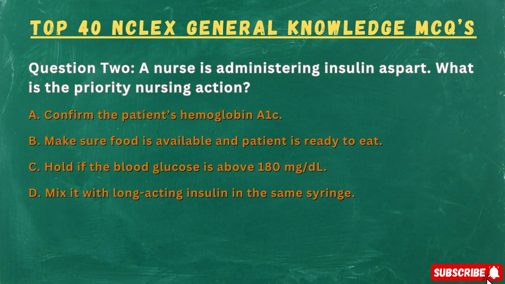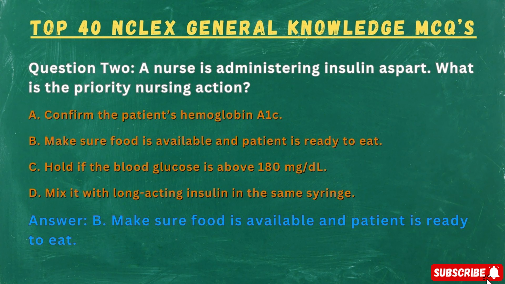Question 2. A nurse is administering insulin aspart. What is the priority nursing action? A. Confirm the patient's hemoglobin A1C. B. Make sure food is available and patient is ready to eat. C. Hold if the blood glucose is above 180 milligrams per deciliter. D. Mix it with long-acting insulin in the same syringe. Answer. B. Make sure food is available and patient is ready to eat.